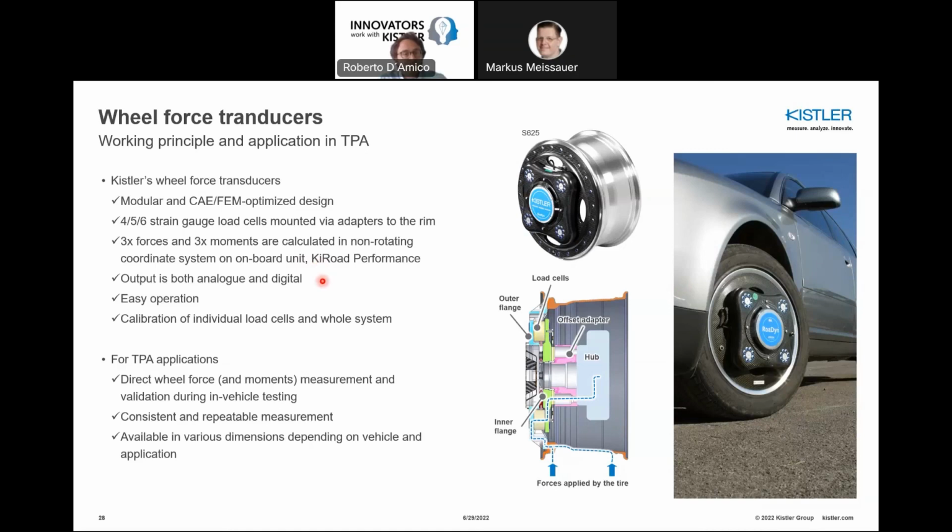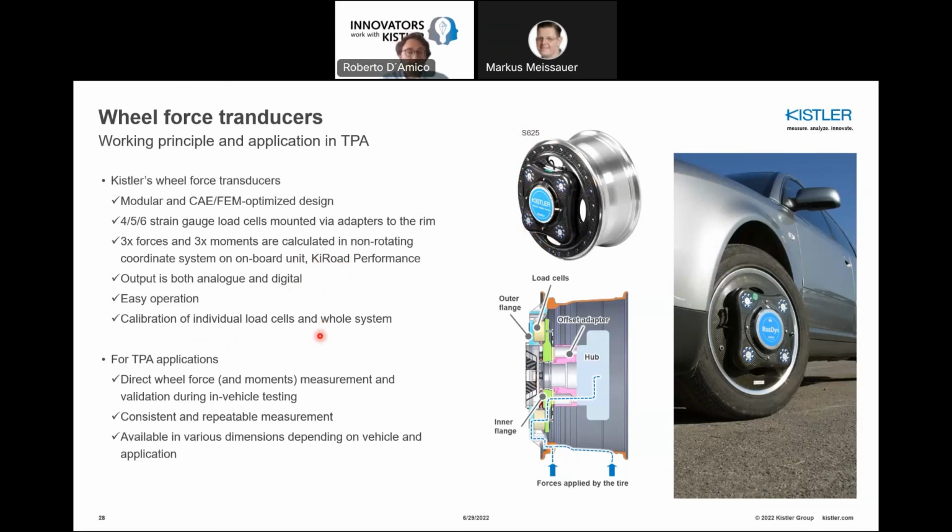The output can be both analog and digital, so you have both of them. They are very easy to operate and they are highly accurate, because you can calibrate not only the whole system, but also the individual cells one by one. So this is a very high accuracy tool.